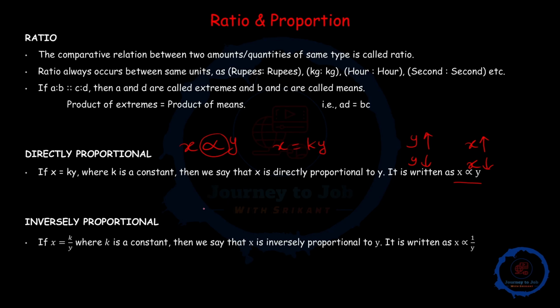And inversely proportional means x is inversely proportional to 1 by y. Means if y increases, it implies x decreases, and if y decreases, it implies x increases. Okay, so they are inversely proportional. Next, if you want to remove this proportional symbol here, you have to multiply with a constant k into 1 by y. Okay, so this is what it means.